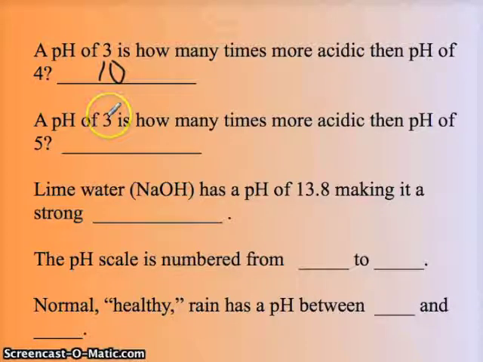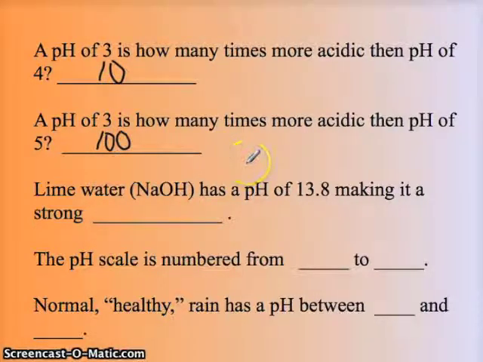A pH of 3 is how many times more acidic than a pH of 5? Well, if you remember, it's exponential. So the first one is 10 when you go from a 3 to a 4. What's the next one? If you think about it as 10 times 10, what's 10 times 10? If you said 100, you are absolutely right.